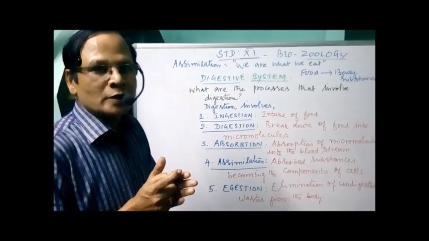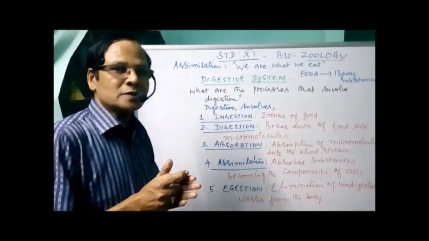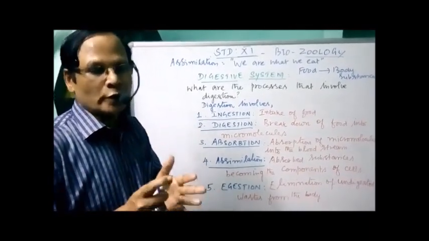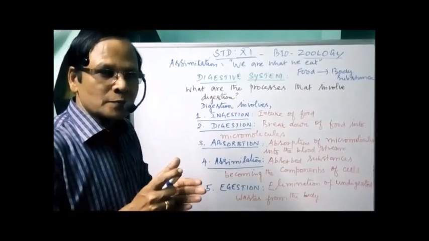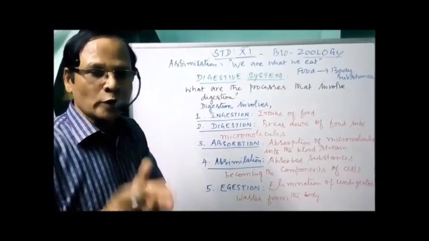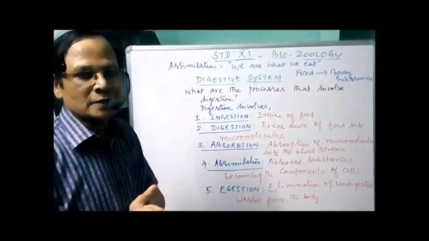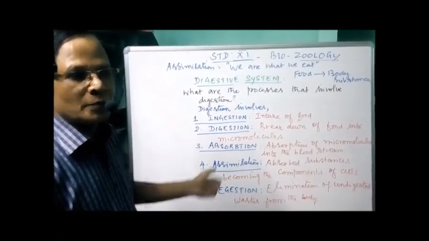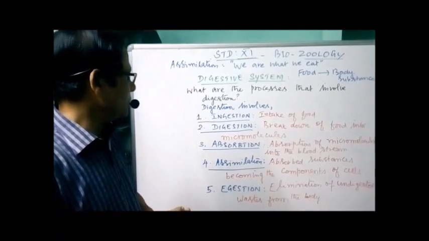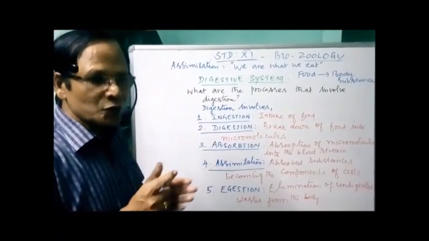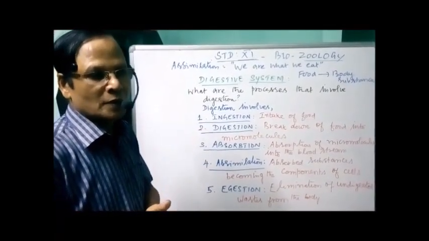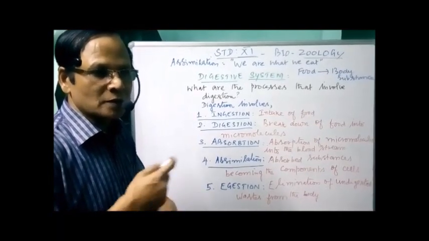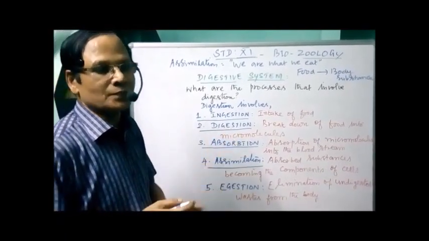After the food material is absorbed, certain materials are left as undigested waste. The process of elimination of such undigested waste through the anus is called egestion. Egestion is the process of elimination of undigested waste. These are the 5 events together associated with digestion. It's not simply digestion only; these are the events associated with digestion.